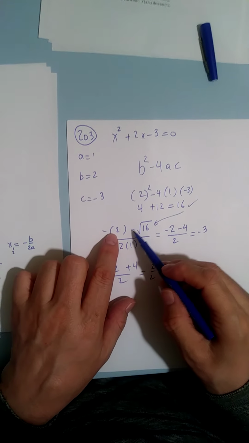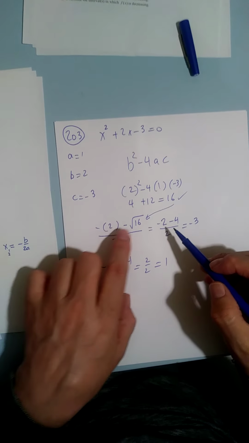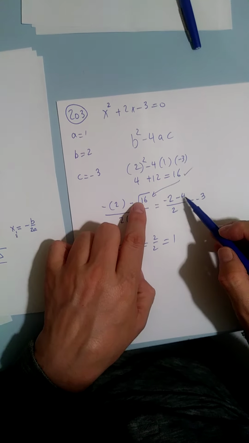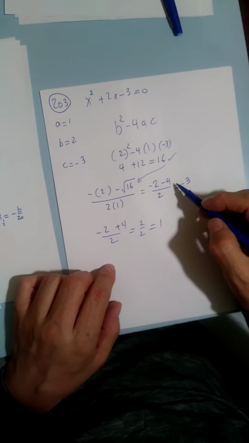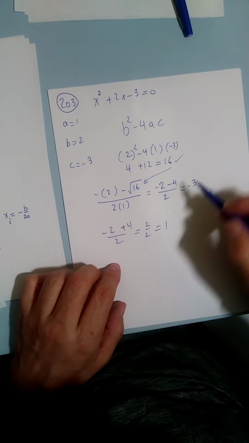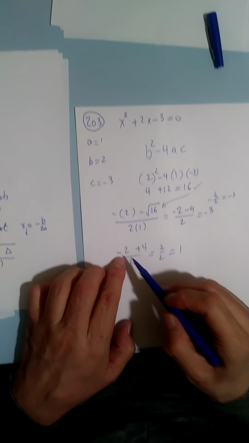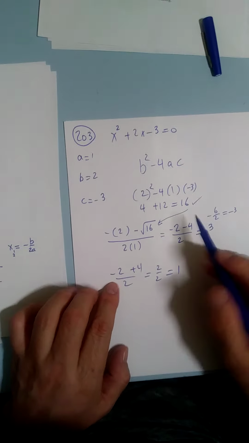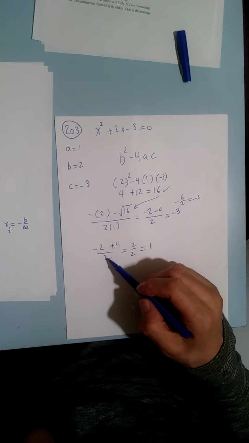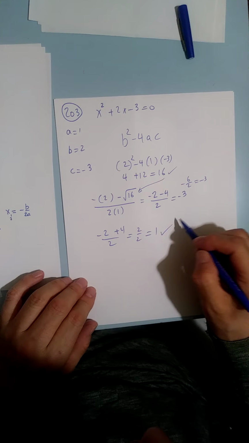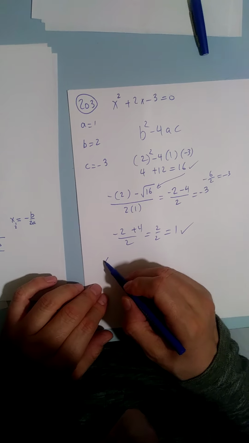Minus b minus square root of 16 over 2a. So minus 2 minus square root of 16, which is 4, over 2a. It's negative 6 over 2, which is minus 3. The second root is minus 2 plus 4. The only difference is there's a plus here instead of a minus, over 2. So that's 2 over 2, which is 1. So the two roots are minus 3 and 1, and you can write them in any order.